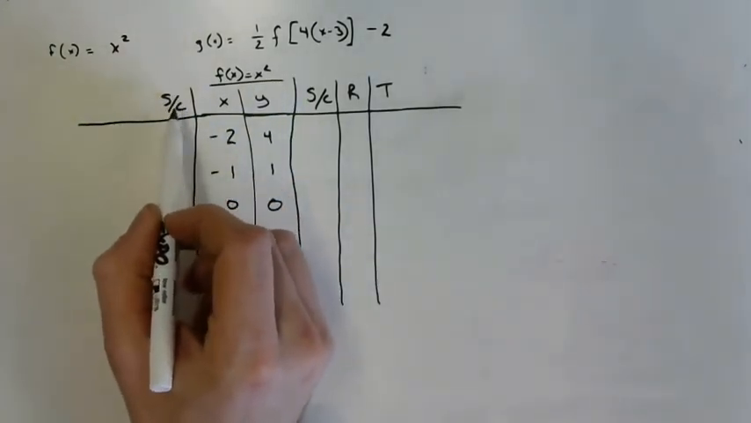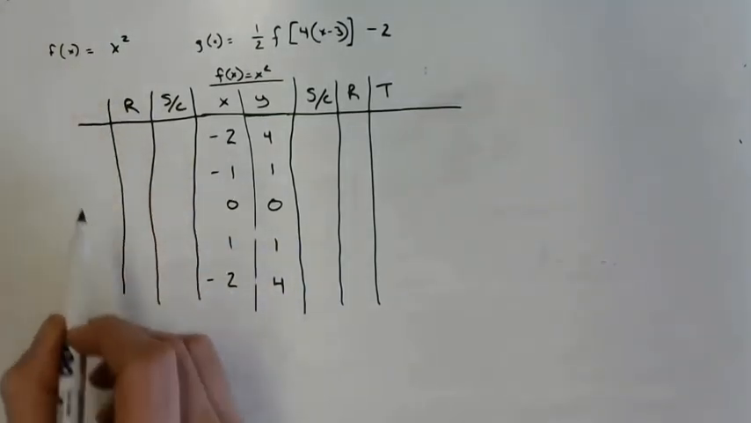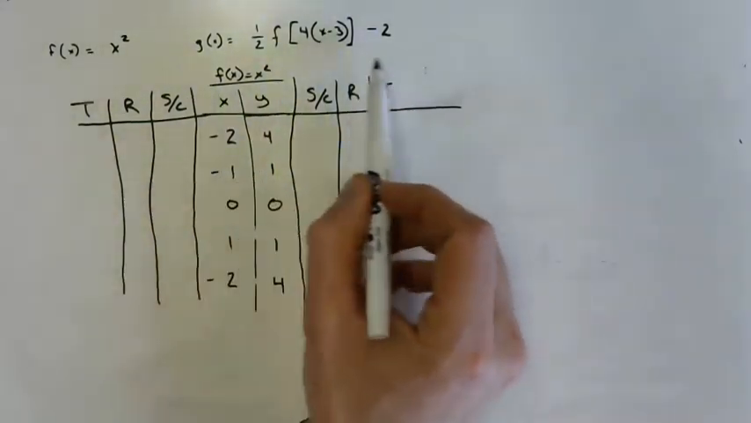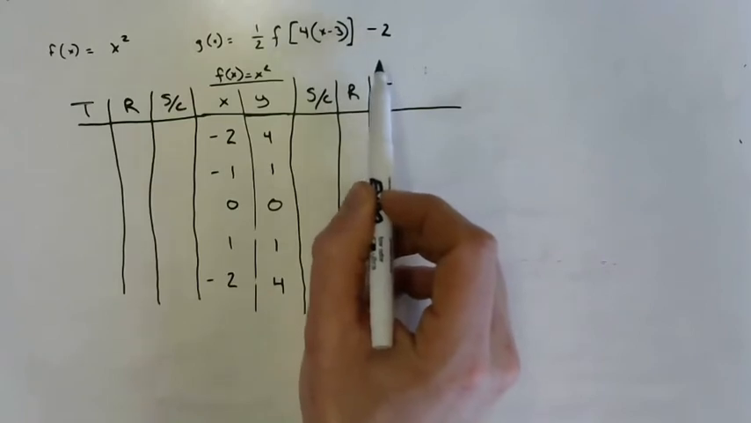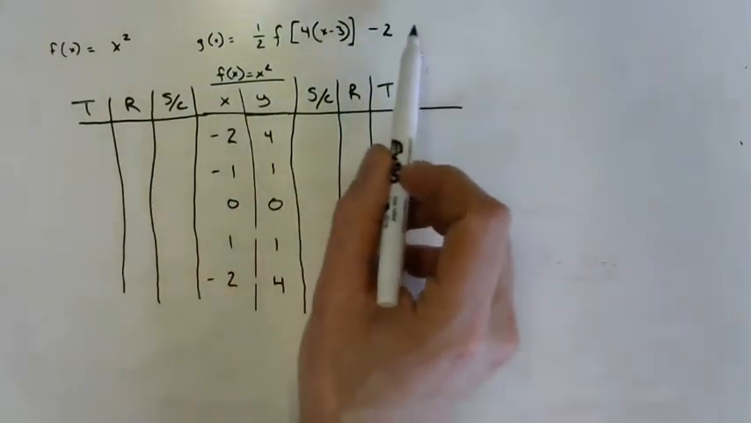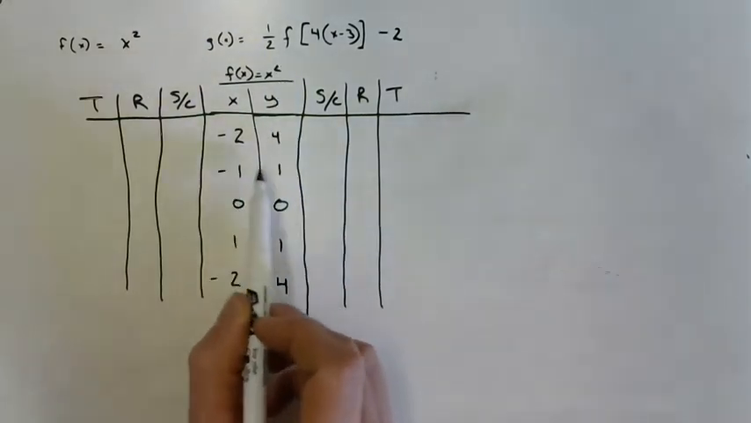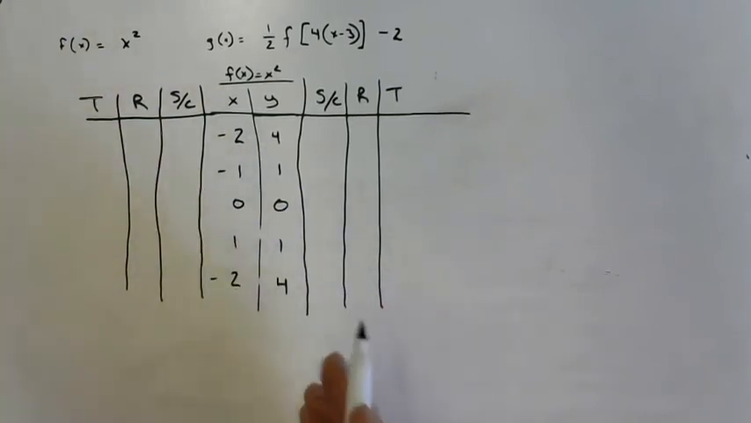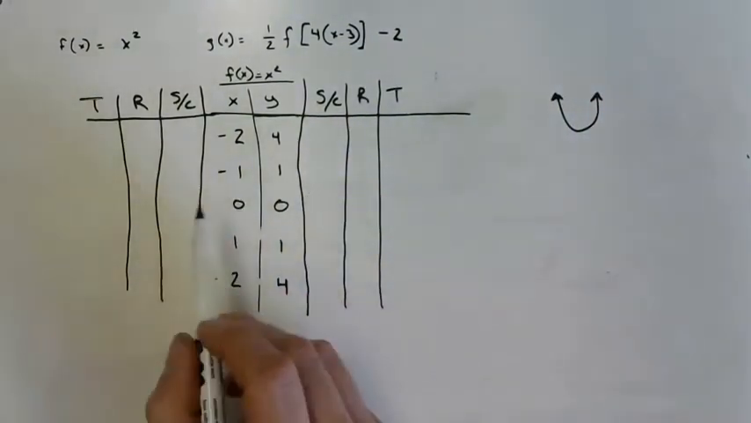I can do a stretch or compression, a reflection, and translation. All of these things are determined by the new function g of x. So this transformation function notation tells me what I'm doing to f of x. Well, here's f of x right there. This is all the data I need for f of x. It's the basic core of what f of x looks like. Right, there it is. Now I'm going to start doing stuff to it.